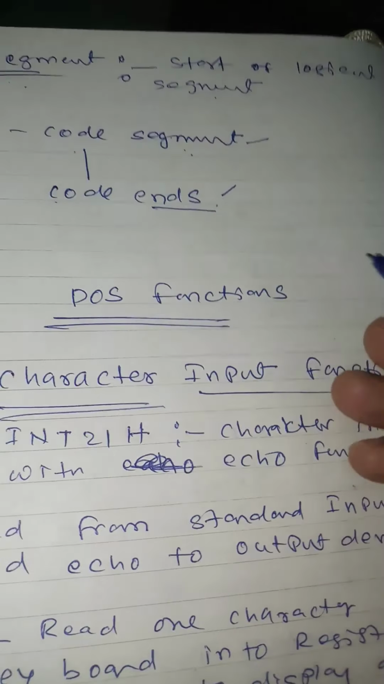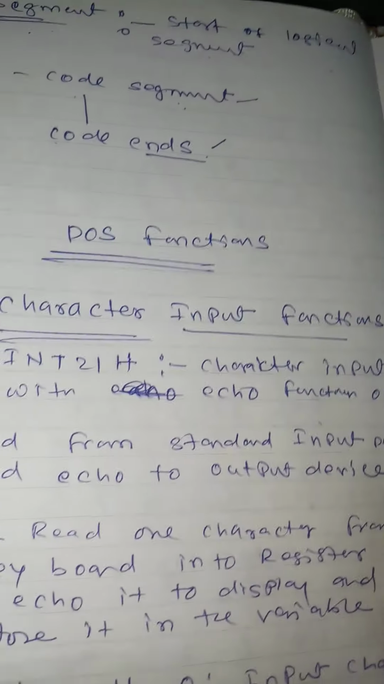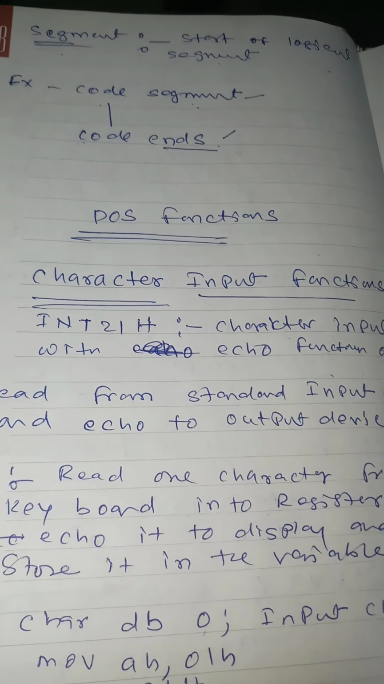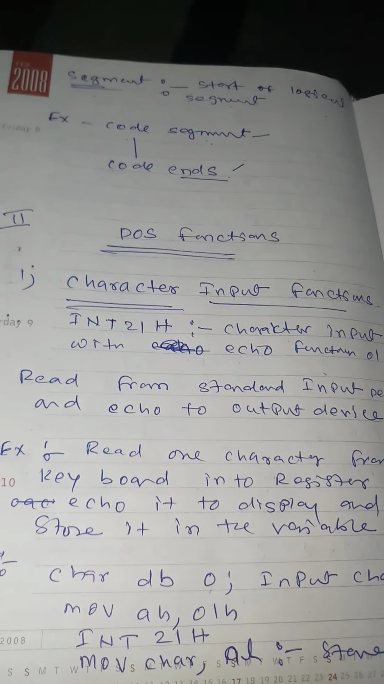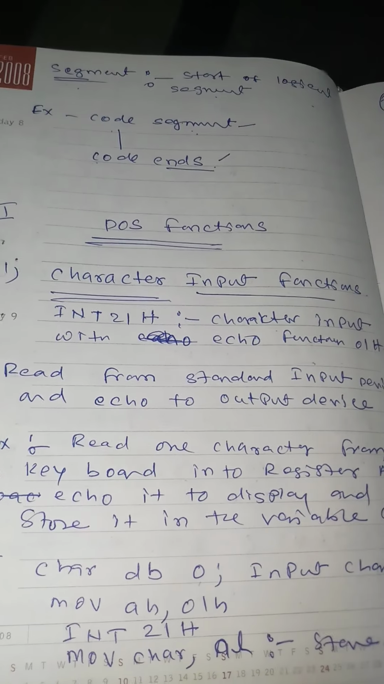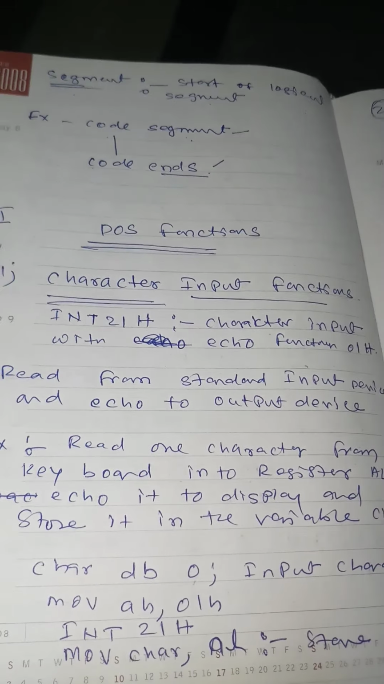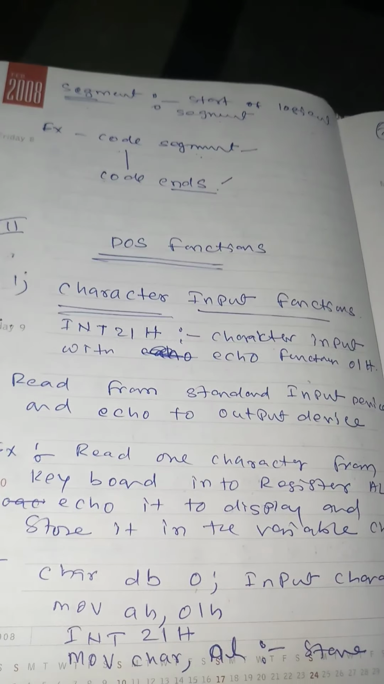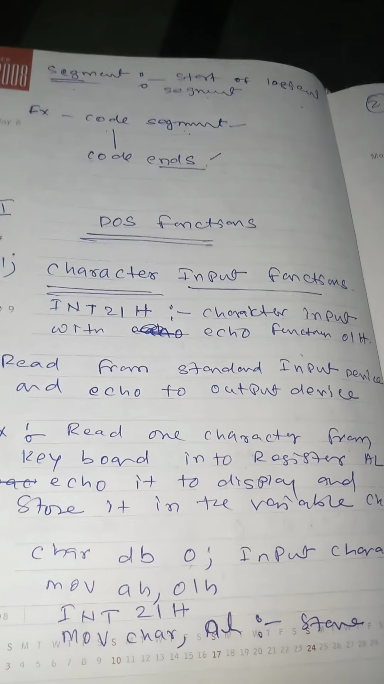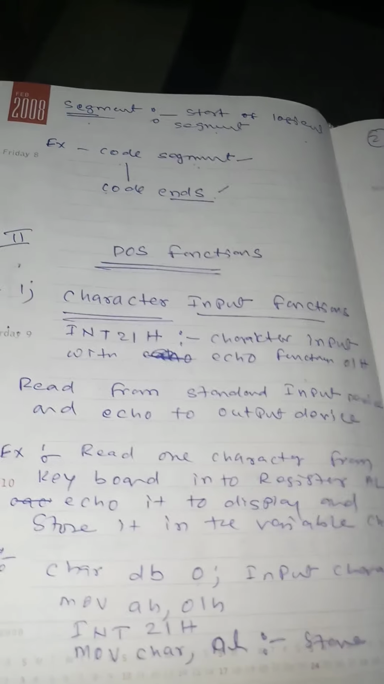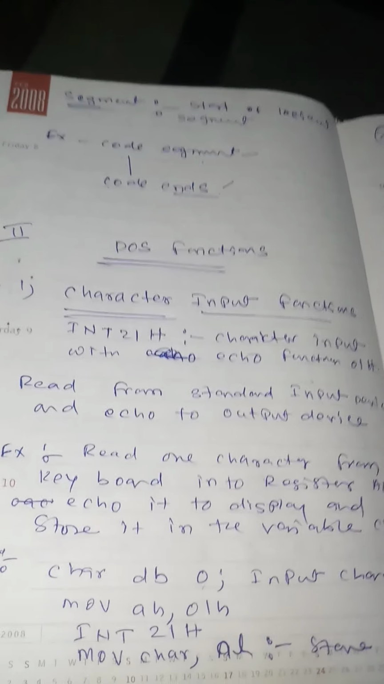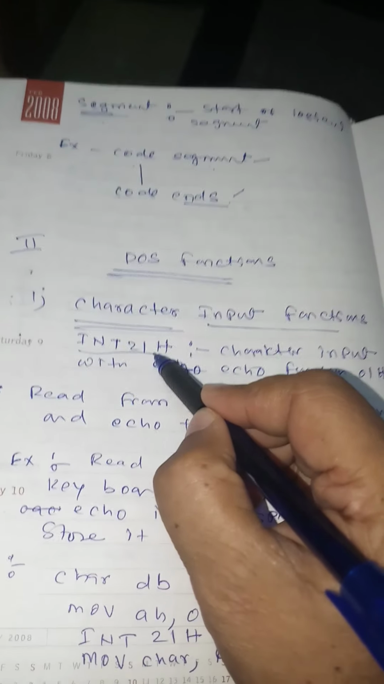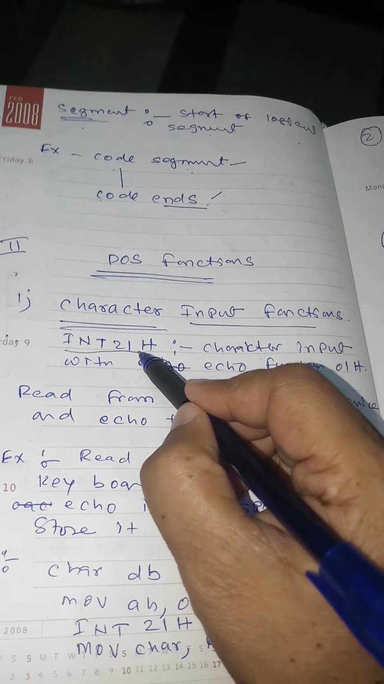Now let us see DOS functions. DOS functions are used for input and output display of characters and strings. For that we require the DOS functions. DOS functions are nothing but interrupts. You might have used INT 21H many times at the end of the code.